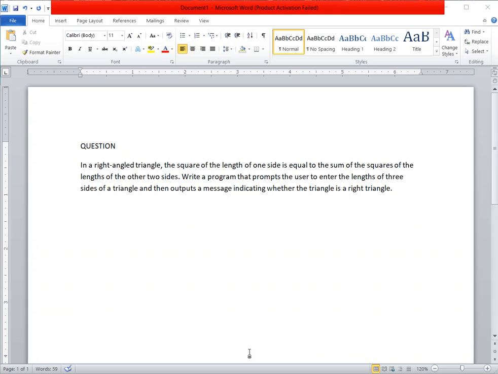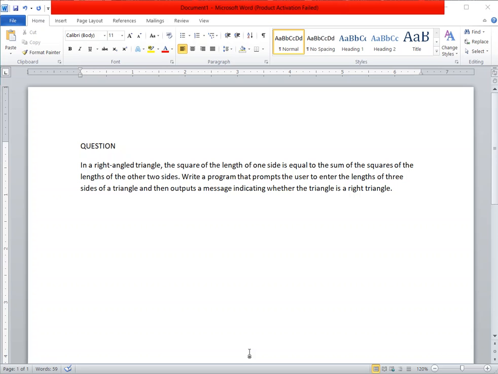This is the question we have at hand. In a right-angled triangle, the square of the length of one side is equal to the sum of the squares of the lengths of the other two sides. Write a program that prompts the user to enter the lengths of three sides of a triangle and then outputs a message indicating whether the triangle is a right angle.